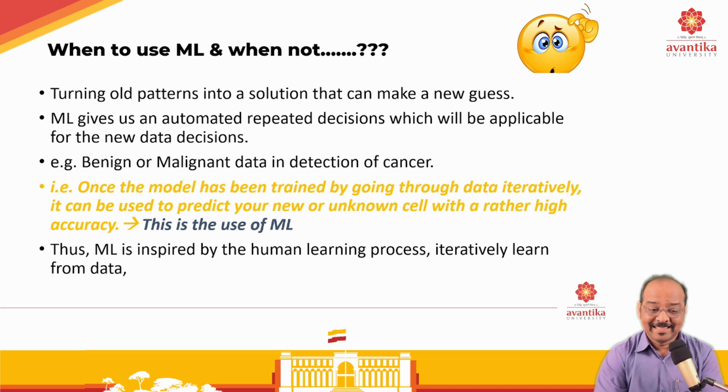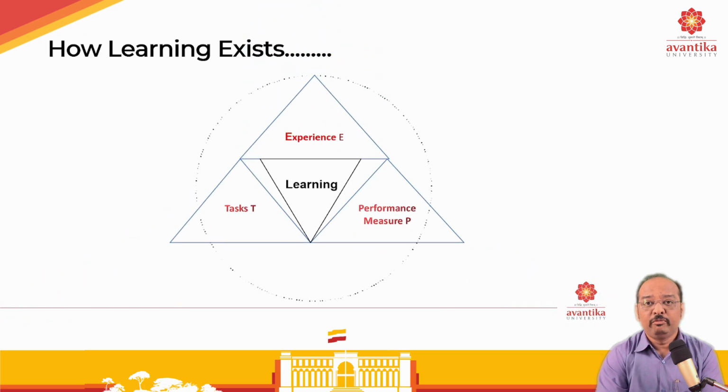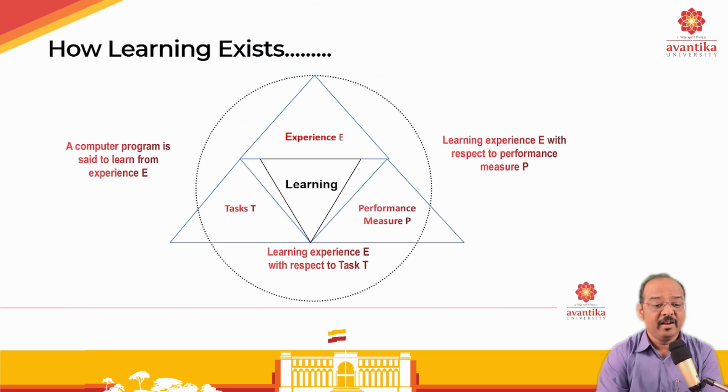We can see an example: benign or malignant data in the detection of cancer. Cancer species are being defined in a good, accurate sense by machine learning. So generally we can say that machine learning is inspired by the human learning process, iteratively learning from the data. Going forward to the next slide, you can see how machine learning works.